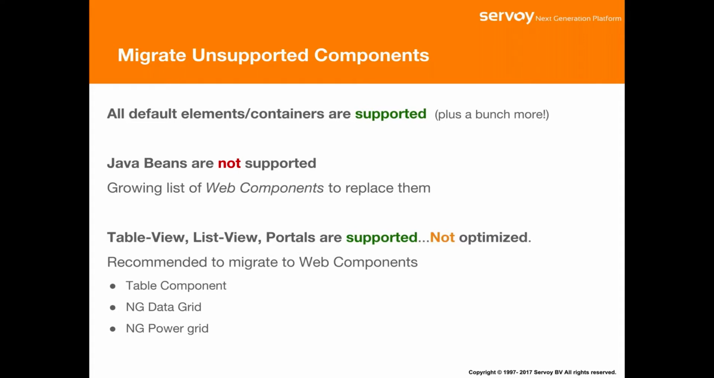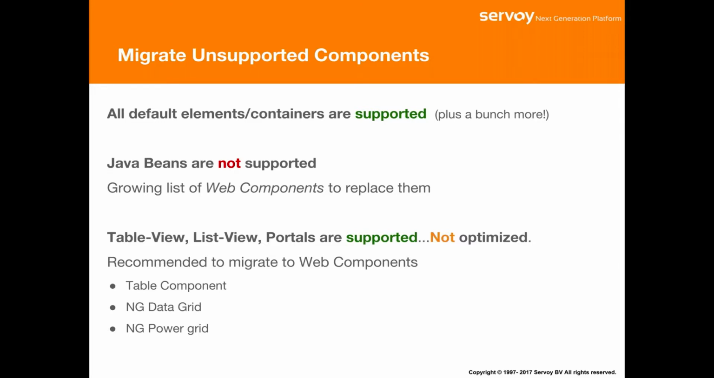Again, I showed a table view and a list view in my classic example. There's also portals, which I didn't show. Those are supported in the NG client, and you saw that when I did that one-to-one comparison. However, those are not optimized. There will be a bit of a performance problem if you get a large table view, for example, with many columns on it. You start to get a performance degradation.